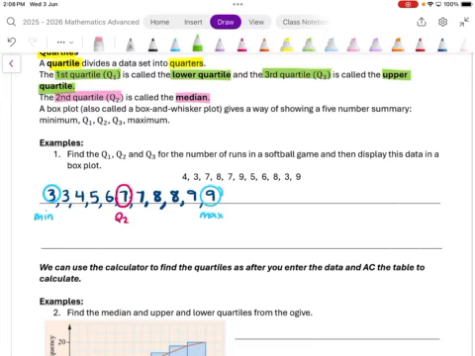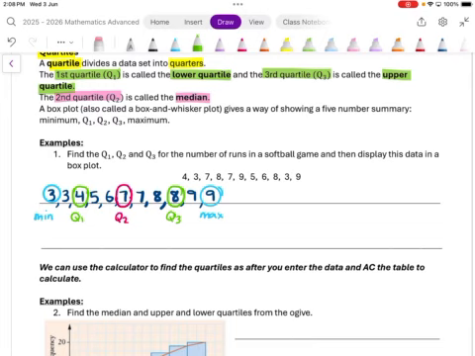Now, to work out our Q1, it's the middle of our first half of scores, so it's going to be the 4. We ignore our Q2 and look at our 3, 3, 4, 5, 6, and the middle of that set of scores is our Q1. Then for our Q3, it's the middle of our larger set of scores, which is the second 8.